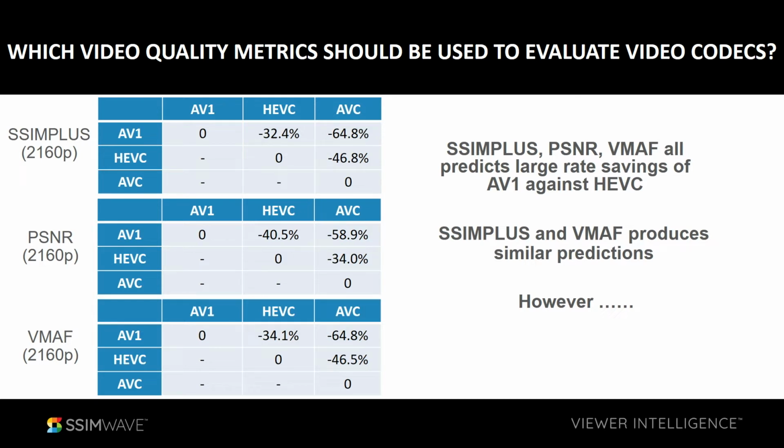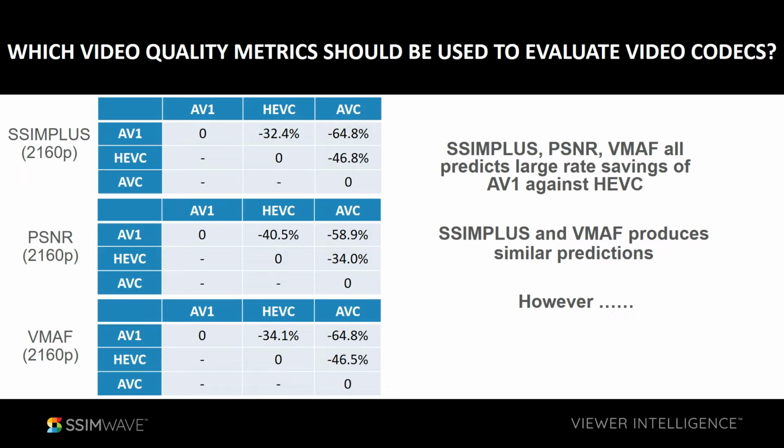In this case, I'm showing 3 tables, all of them for 4K UHD content. If you look at the bitrate saving tables, actually it's a little bit surprising to me. All 3 methods give you something kind of similar. All of them are showing that AV1 performs better than HEVC quite significantly in this case.